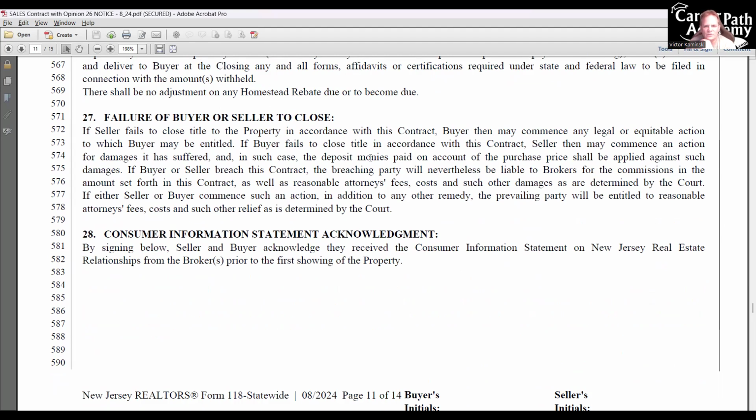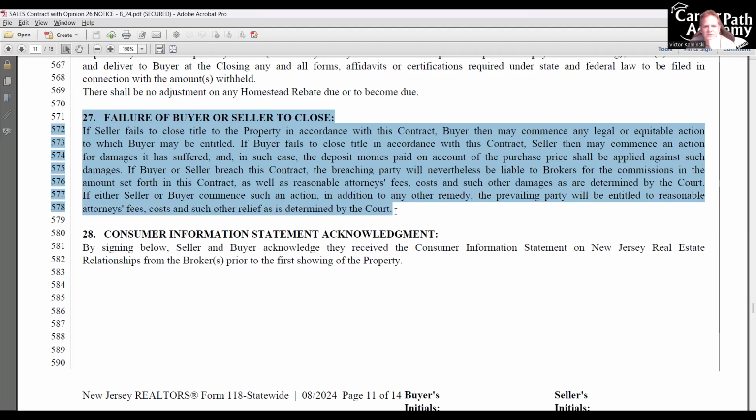And if the buyer fails to close in accordance with this contract, seller can then commence an action for damages it has suffered, and in such case, the deposit money paid on account of the purchase price shall be applied against such damages. If buyer or seller breach this contract, the breaching party will nevertheless be liable to brokers for the commission in the amount set forth in this contract, as well as reasonable attorney fees, costs, and other damages determined by the court. This is fairly new. This previously wasn't in there.